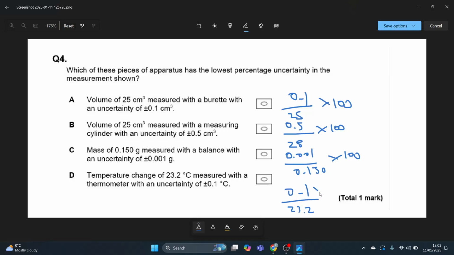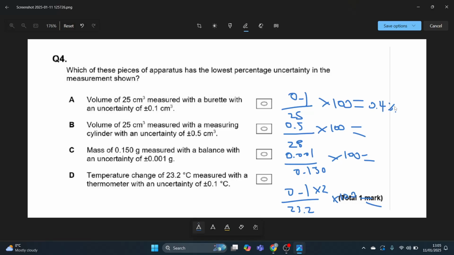Because it's temperature change, we've got two results, times by 100. Whereas the rest of them is just a mass with a balance with the uncertainty of that. And then once I work out each one, I can find out which one's the lowest. So 0.1 divided by 25 times by 100 is 0.4%.